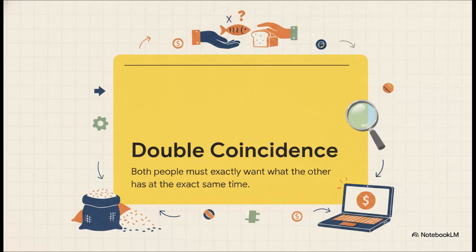Now, economists actually have a fancy name for this specific problem, the double coincidence of wants. Basically, for a smooth trade to happen, both people have to want exactly what the other person has at the exact same time. It makes transactions incredibly difficult. It's kind of like walking into an electronics store today and trying to buy a modern laptop using a few bags of rice. It just doesn't work.